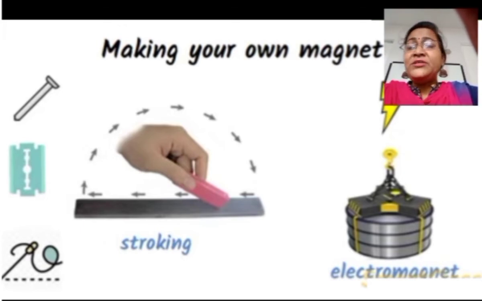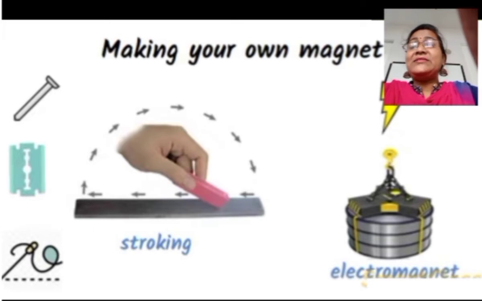This method is also known as the single touch method. For example, we can even convert an iron nail or a sewing needle or a razor blade into a magnet by this stroking method or single touch method.